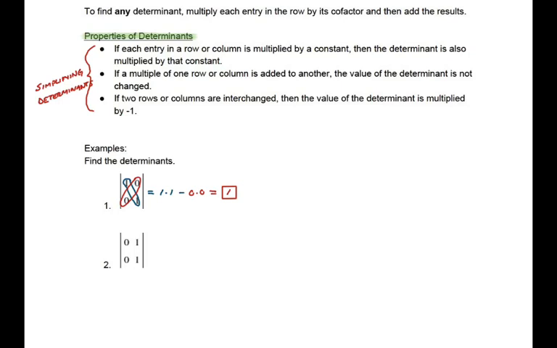For the second example, we also have a 2x2 matrix. The entries are still 1s and 0s, but in a slightly different location. So again, to compute the determinant here, it would be A times D, which in this case would be 0 times 1. And I would subtract B times C, which is 0 times 1. And I would get 0 minus 0, or 0.